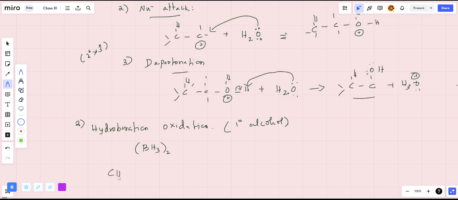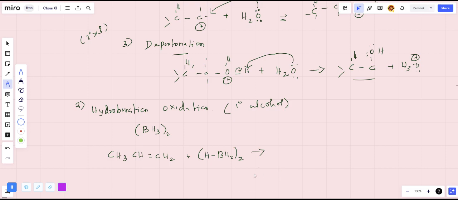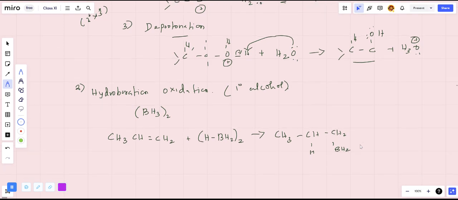For example, CH3, CH double bond CH2, when treated with diborane, BH2. The hydrogen attaches with this carbon, and BH2 attaches with this carbon. So you will get CH3, CH2, CH2, BH2. This is the first step involved here.